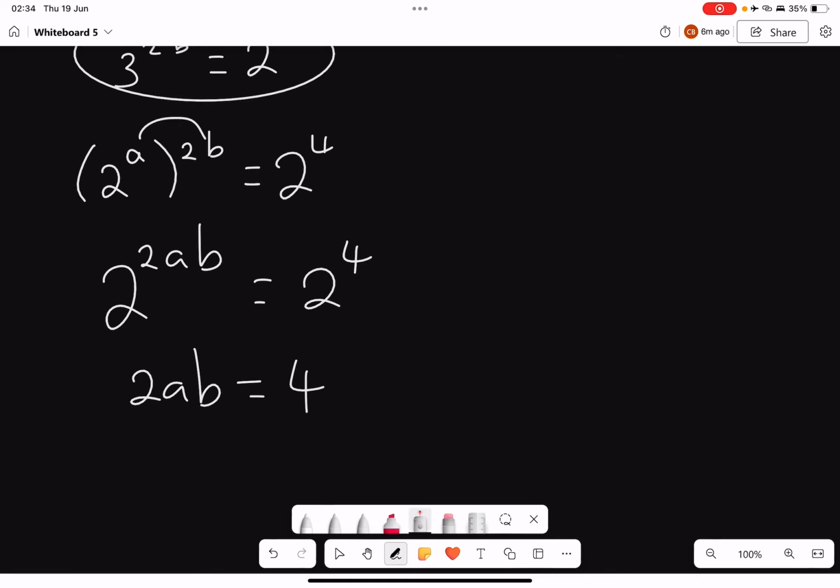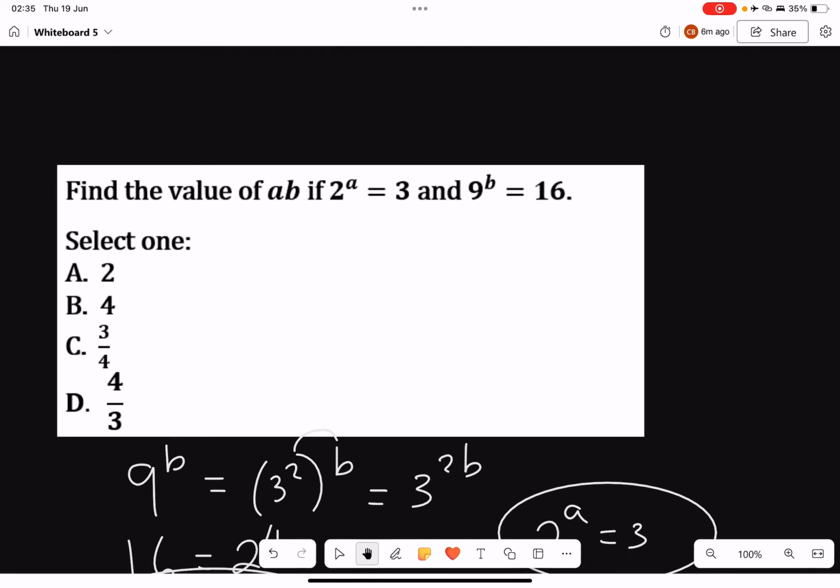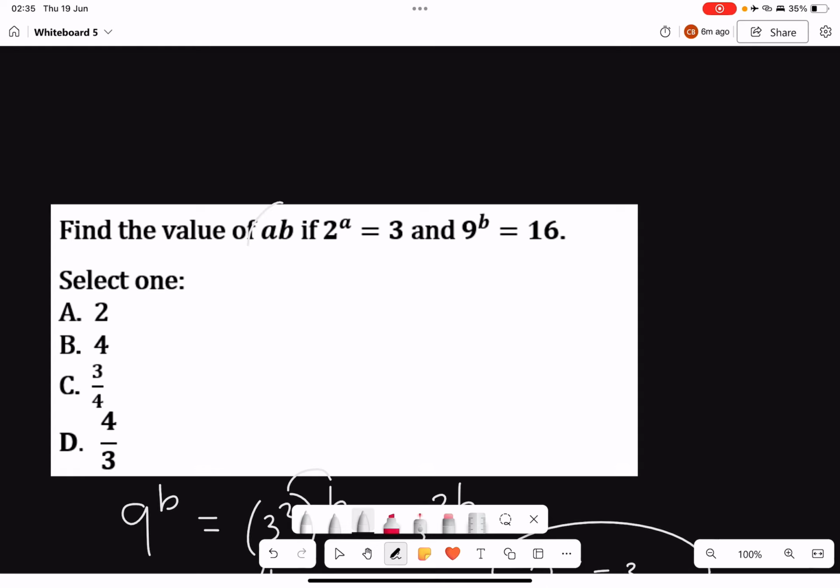And we need to divide both sides by 2. This 2 will cancel that. 2 goes twice into 4, which means AB will be 2. And that is our answer. They wanted the value of AB. The value of AB is indeed 2. So our option will be option A.